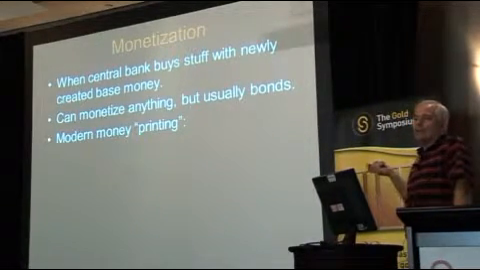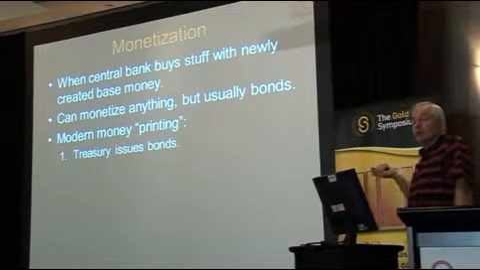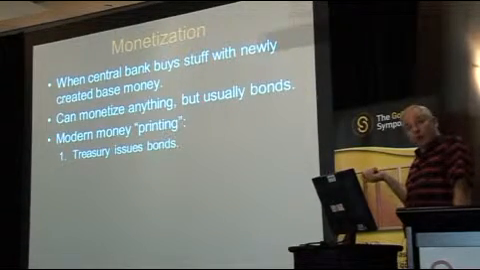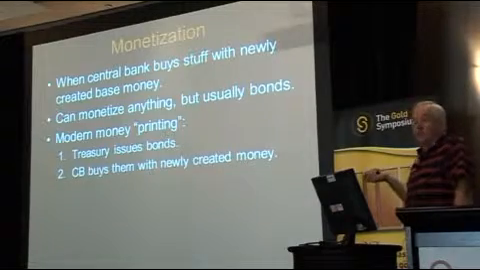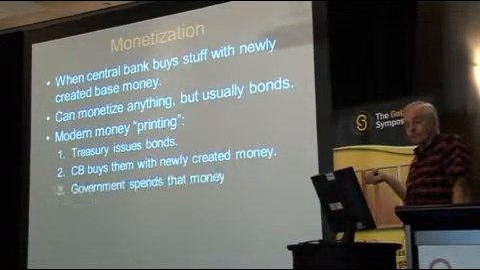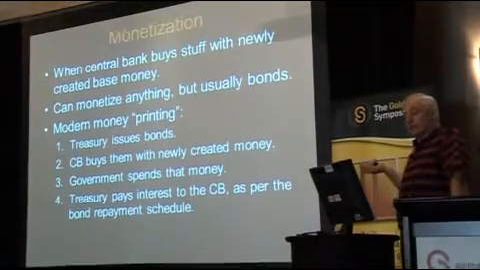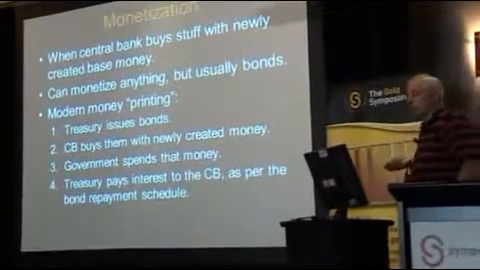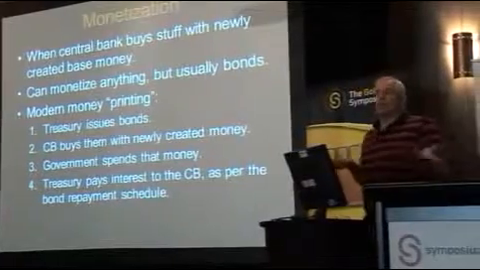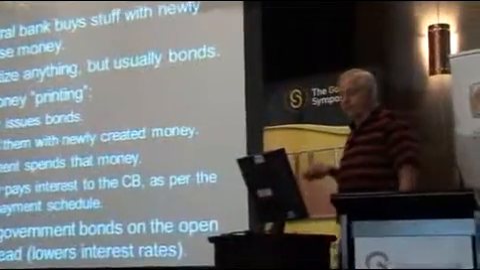And here's how modern money printing works. First of all, the Treasury, i.e. the government, issues bonds. The central bank then buys them with newly created base money. The government spends that money, and then the Treasury or the government pays interest to the central bank as per the bond repayment schedule. It's a bit complicated, but essentially that's how printing money works today.